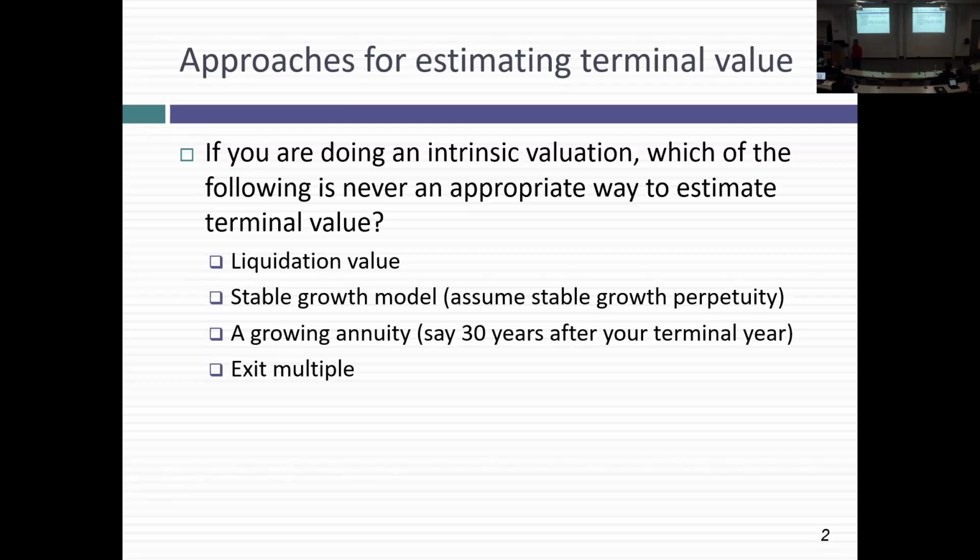I kind of have given you the answers to which of the 4 approaches should never, ever be used. Liquidation value is okay. Stable growth model is okay. A growing annuity is okay, which leaves us with what? An exit multiple. You know what an exit multiple is? Somebody help me out here.